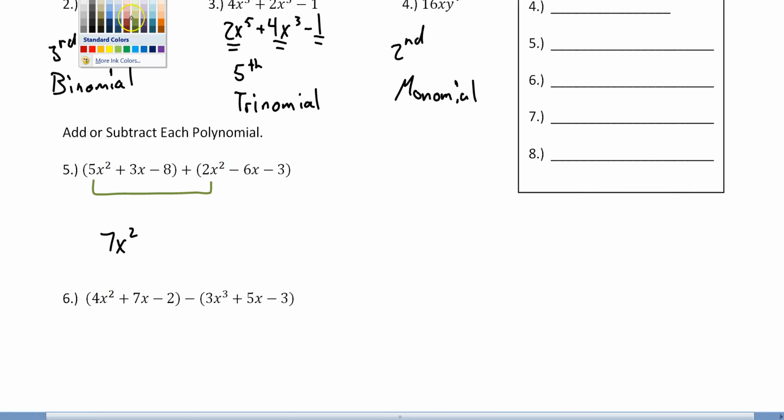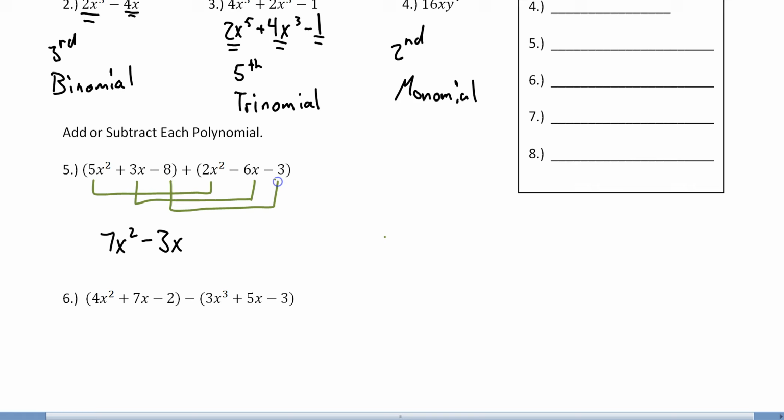And when you add these together, the variable part does not change. That's why we need to have like terms before we can add them, because we're not doing anything with the exponents. They have to stay the same. Here, the 3x and the negative 6x are like terms. When I add those together, it gives me a negative 3x. Once again, the variable part stays the same. And then the negative 8 and the negative 3 add up to a negative 11.